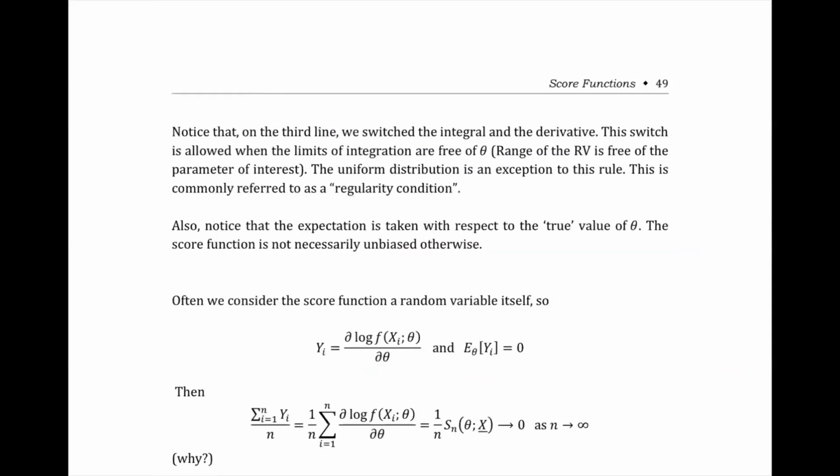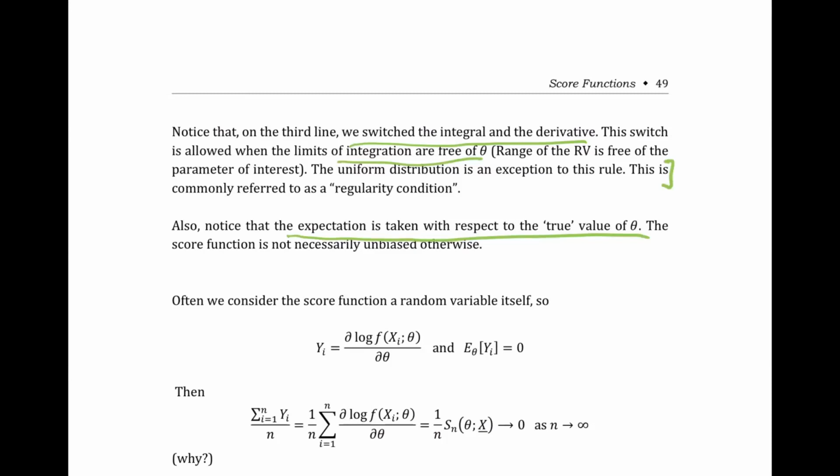All right. Notice that we switched the integral and the derivative. This switch is allowed when the limits of integration are free of theta, and we'll come back to this later. This is commonly referred to as a regularity condition. And then again here, notice that the expectation is taken with respect to the true value of theta. Otherwise the score function is not necessarily unbiased.